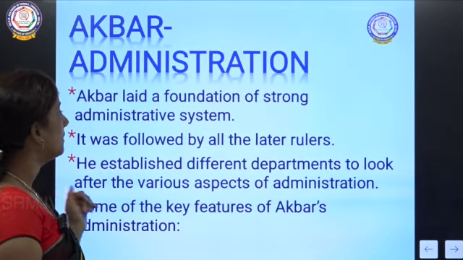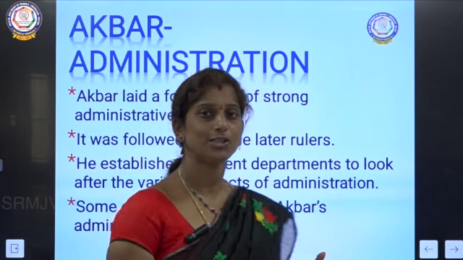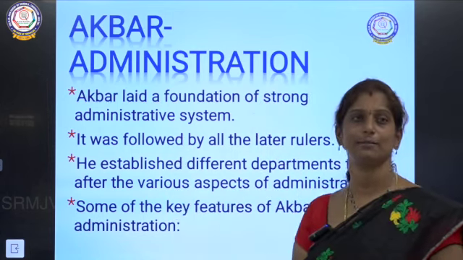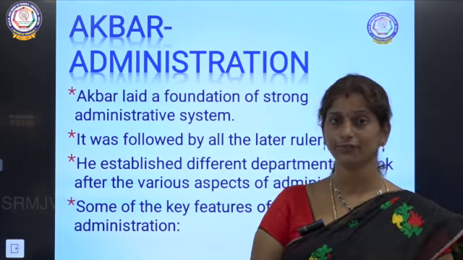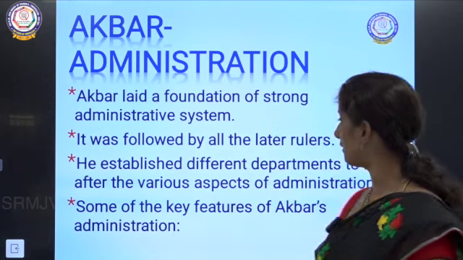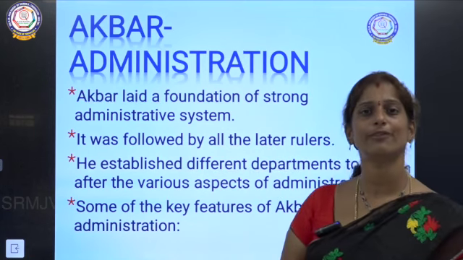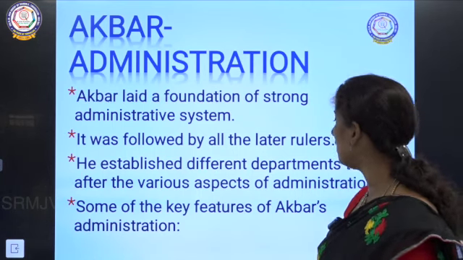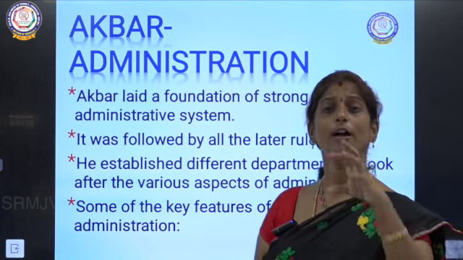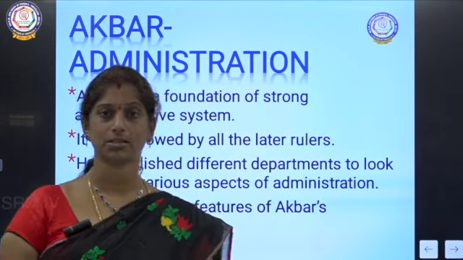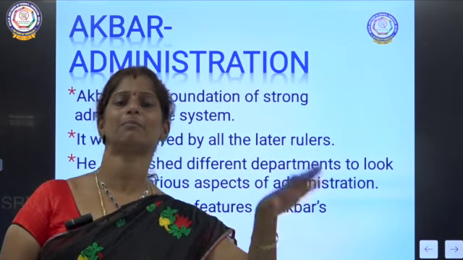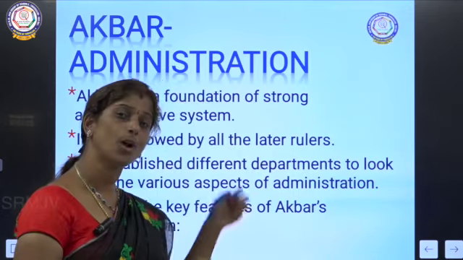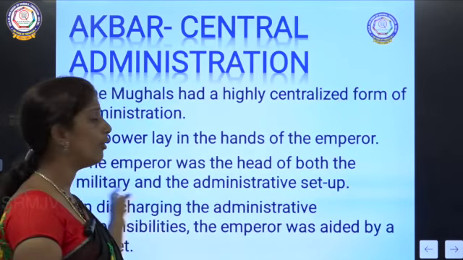Right? Now, the religious policy of Akbar is over. Now we are going to see the administration by Akbar. Akbar laid the foundation of a strong administrative system. The administrative system was very strong during his rule because he had very good control over the empire, and it was followed by many later rulers. He established different departments to look after the various aspects of administration. For each kind of work, he set up a separate department. A group of people took care of the work of that department, and finally one person from there would report to Akbar. That is how he had very good control over the administration of the empire.